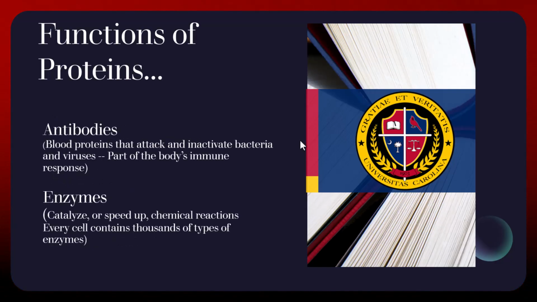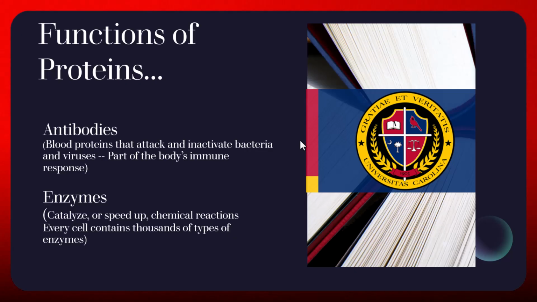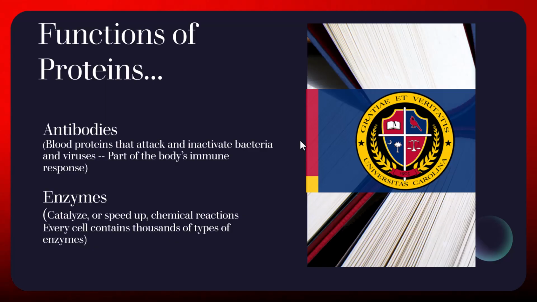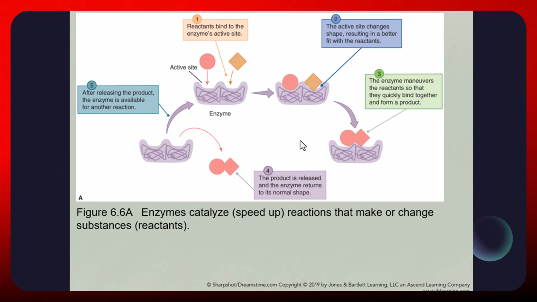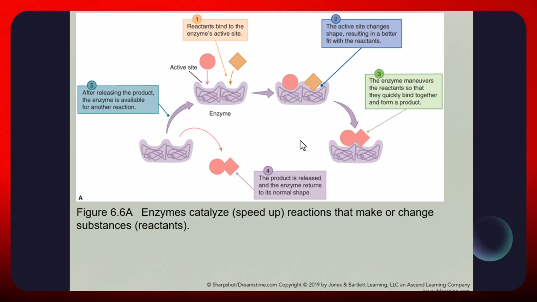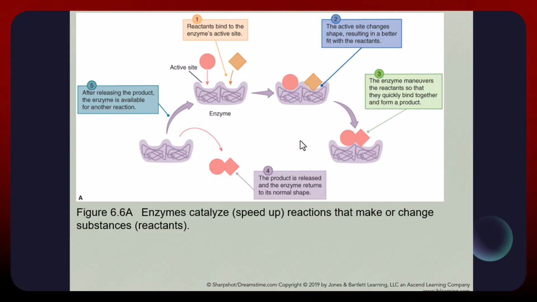So functions of protein continued are antibodies, which are blood proteins that attack and inactivate bacteria and viruses. So this is part of the body's immune response. And then enzymes that catalyze or speed up chemical reactions. Every cell contains thousands of types of enzymes, right? And these enzymes are very, very important. So when an enzyme is doing its work, this is what it does. Enzymes catalyze, speed up reactions that make or change substances or reactants.